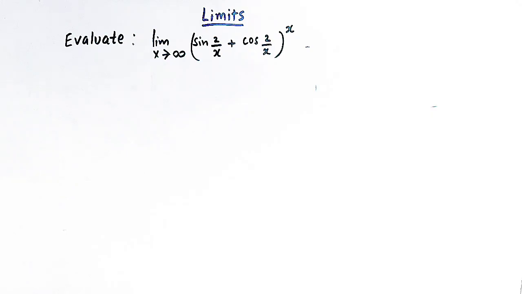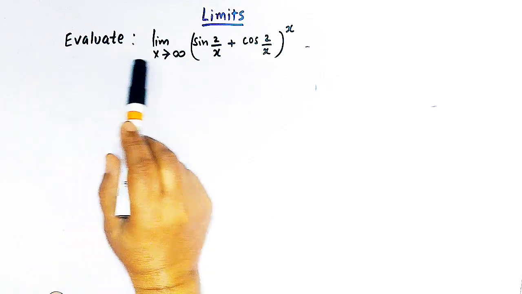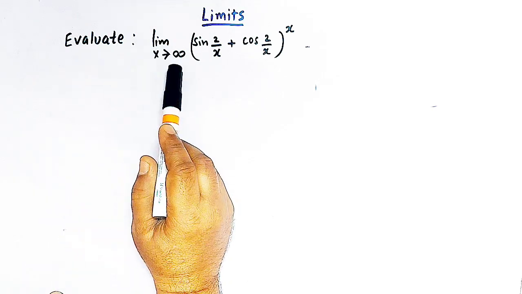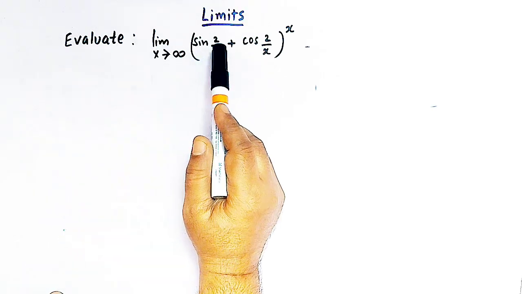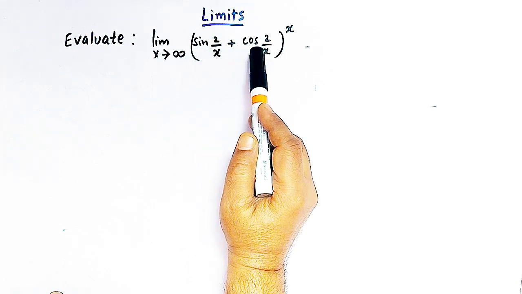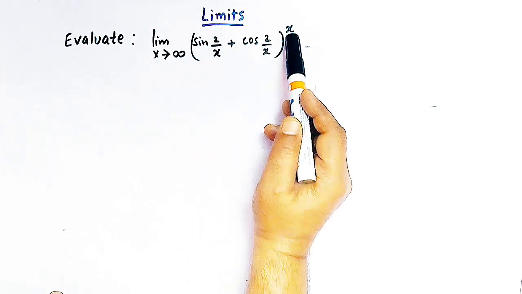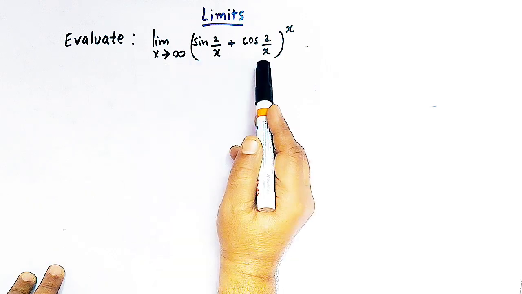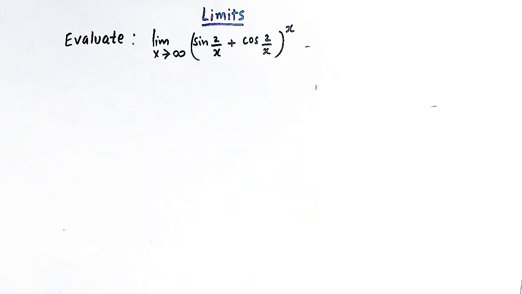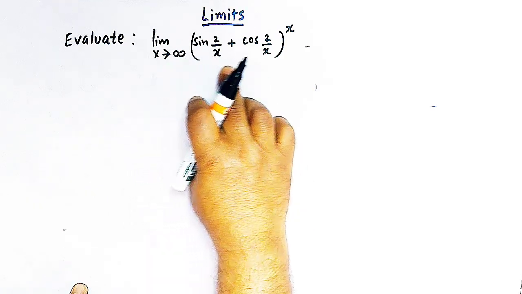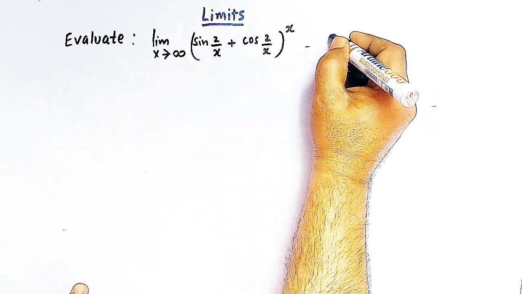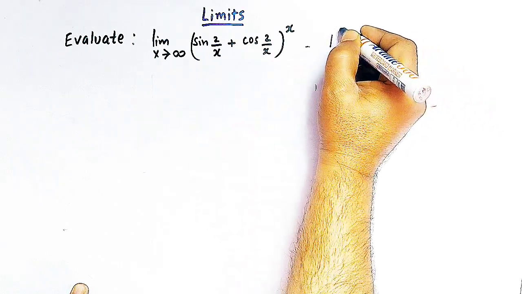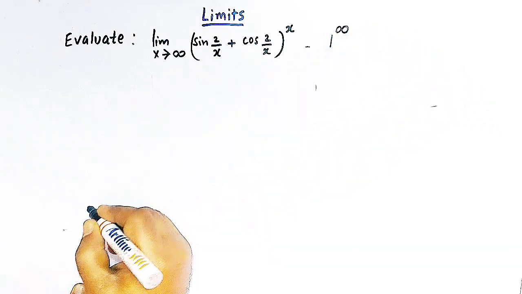Hello viewers, in today's session we are going to solve an important problem from limits, and here we have to evaluate this limit: x tends to infinity, (sin(2/x) + cos(2/x)) raised to x, right? To get the value of this limit, we'll first try to reduce it into the indeterminate form 1 raised to infinity.